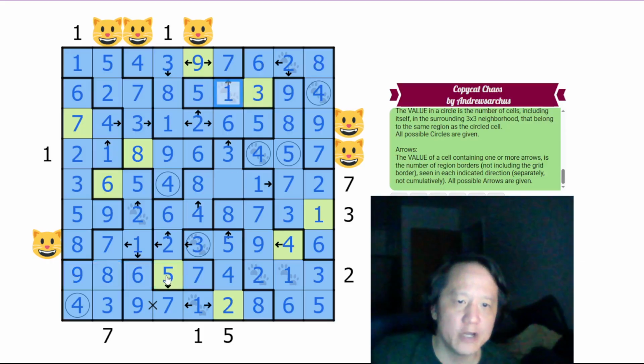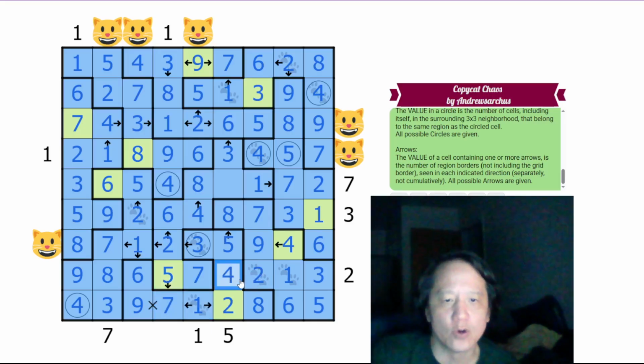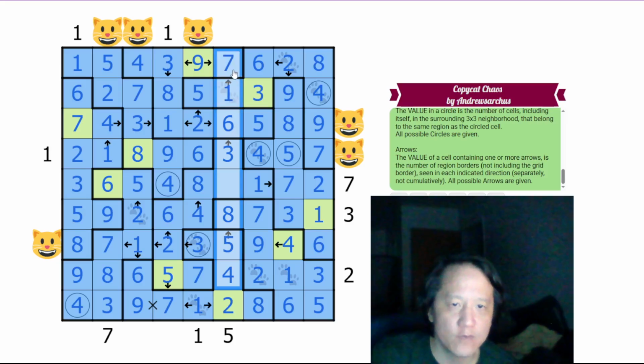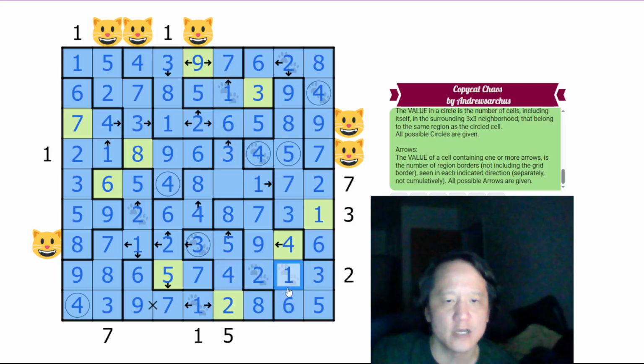5 is copying 1. It has 2 left, 1, 2 up, 1, 2 right, and 1 down with the arrow. 4 has 1, 2, 3 left, 1, 2, 3, 4, 5 up, 1 right, 0 down. 2 has 1, 2, 3, 4 left, 1, 2, 3, 4 up, 0 right, 2, 1 down, I should say. 1 has 1, 2, 3, 4 left, same with that 3. 1 will have 1, 2 up, 0 right, 0 down.